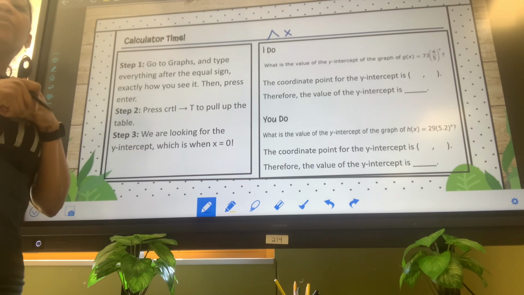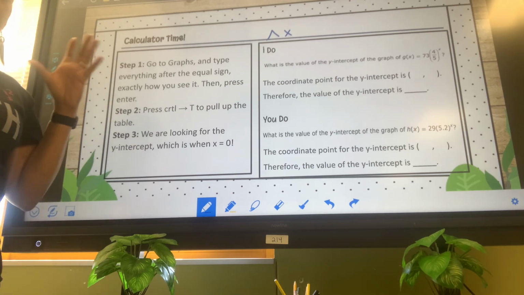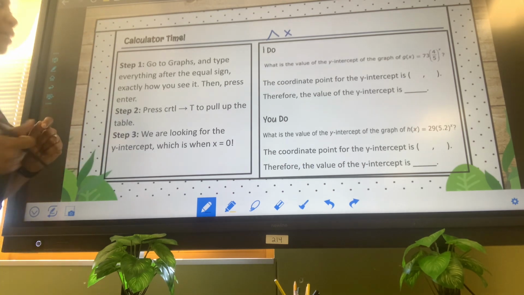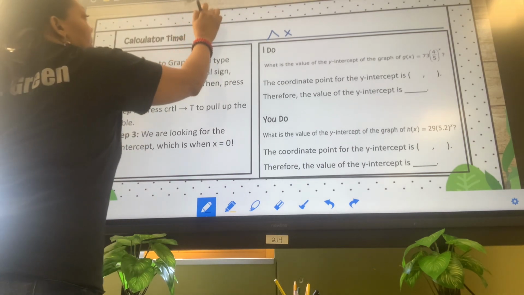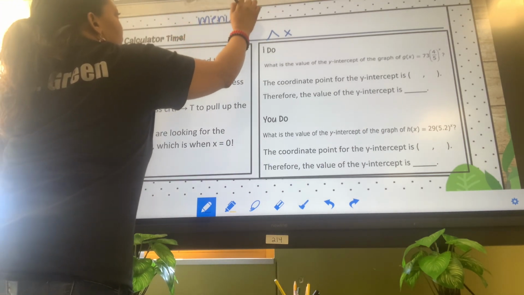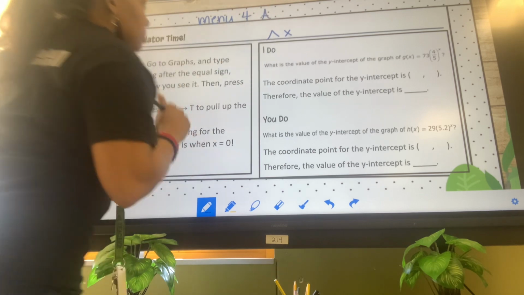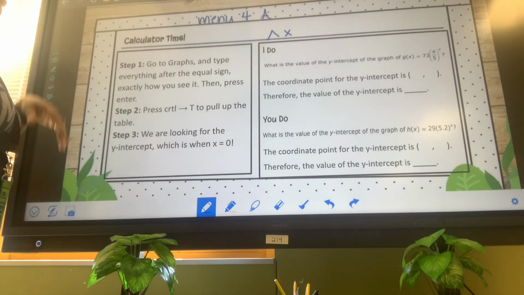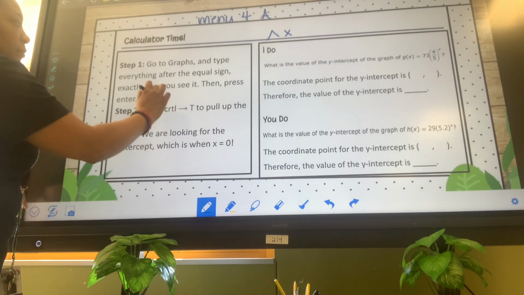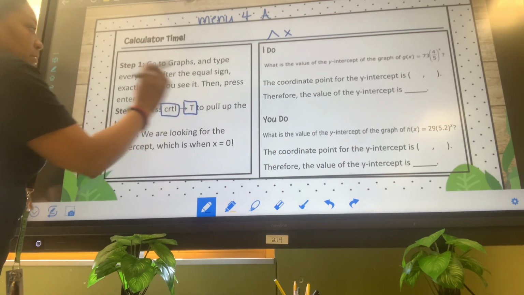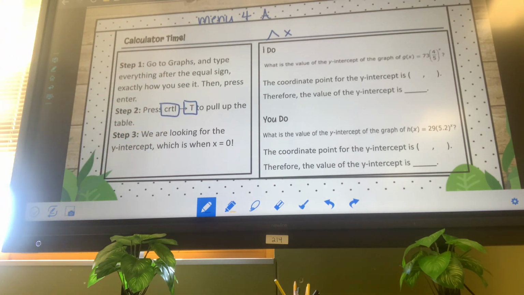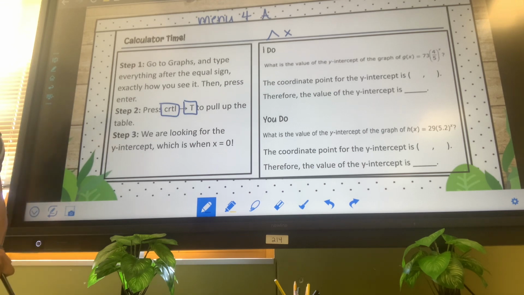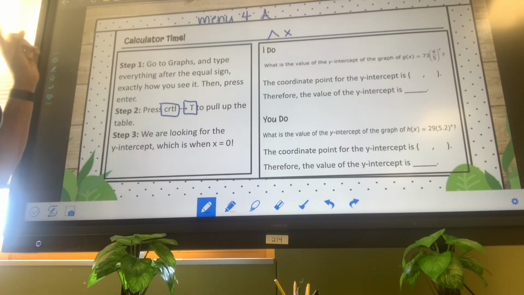If when you hit enter you don't see the graph because your window is out of range, then hit menu 4A, I believe it is. It should zoom in on it so that you can see the graph. Once you do that, you're going to do Control T. No arrow, it's just Control and then T. It'll bring up your table where you can see some values. Then all you've got to do is hit your up arrow one time.